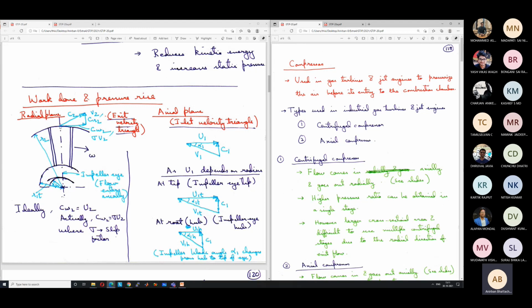So ideally, the actual flow velocity should have a component along the wheel direction, tangential direction, also known as wheel direction, WHIRL. Along the wheel direction, there should be a component which should be equal to u2, because that is the velocity of the blade. So the blade is pushing the flow in the wheel direction along this direction, right?